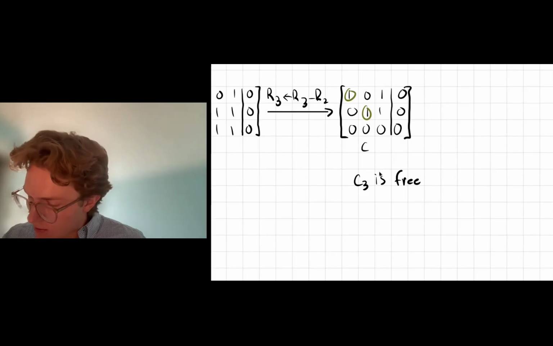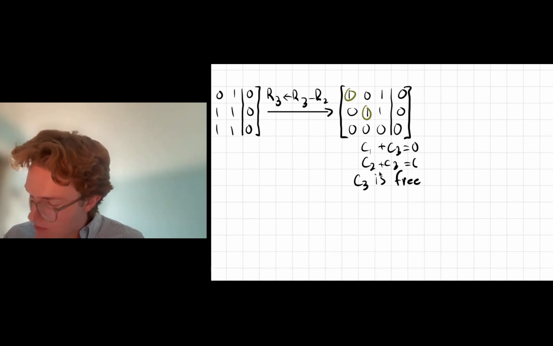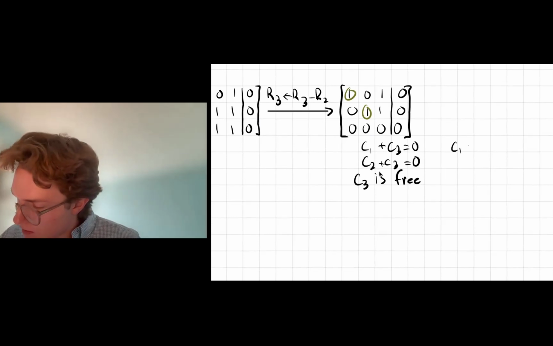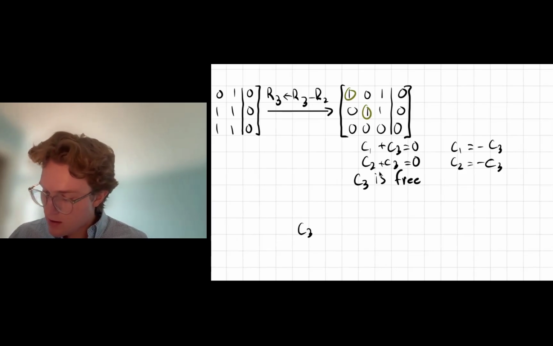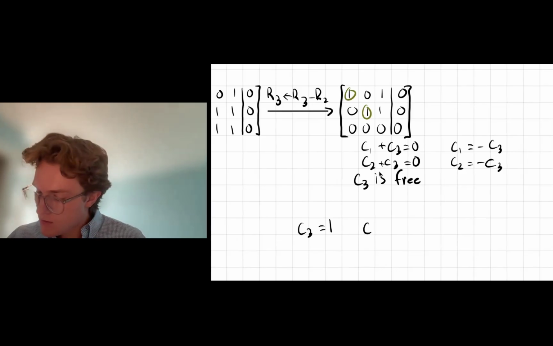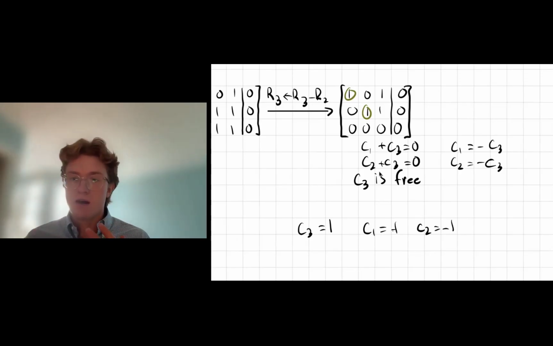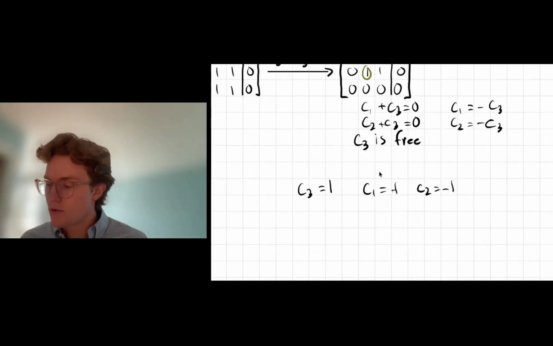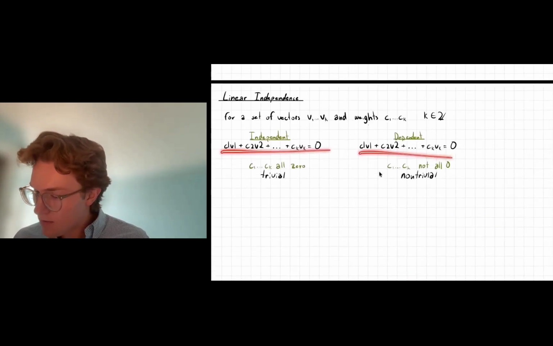Now, c1 and c2 we can find by setting up equations from this. c2 plus c3 is equal to 0, and this means that c1 is equal to negative c3 and c2 is equal to negative c3 as well. If we say c3 equals 1, for example, we get that c1 is equal to negative 1 and c2 is equal to negative 1. And this is, again, just one of infinitely many solutions that can exist, because c3 can be anything in the infinite range of numbers.